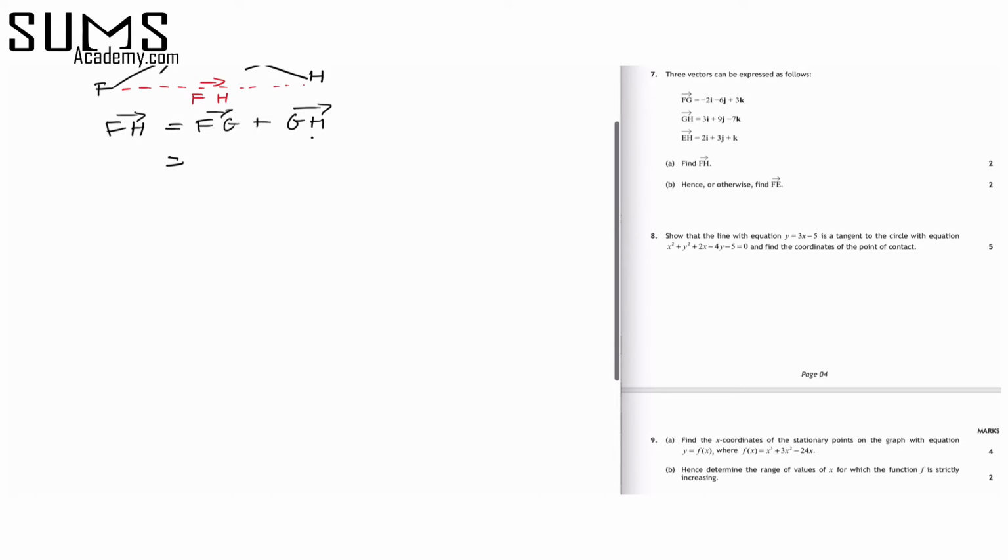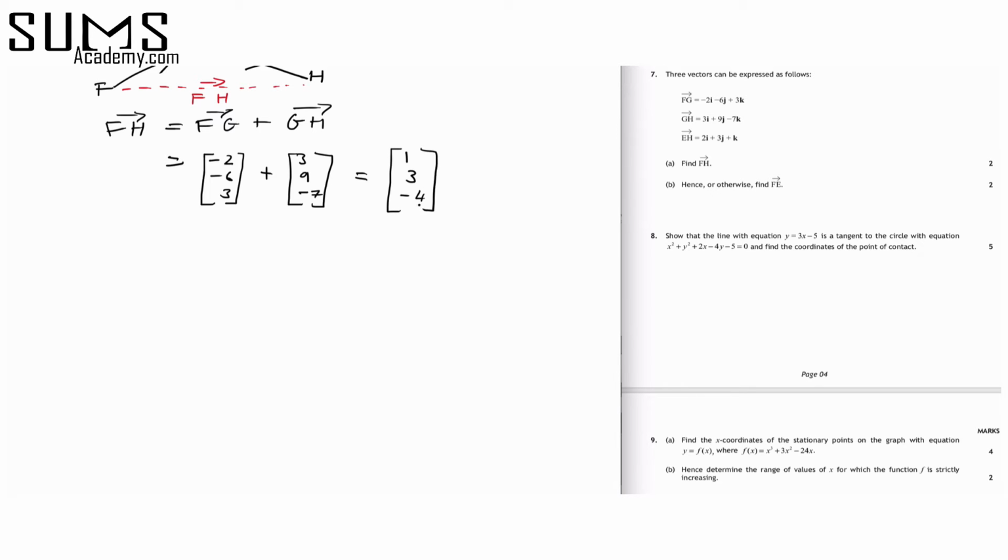Well, we're going to need to translate these into a kind of column form. That will make it a little bit easier to read. So this is going to become -2, -6, 3, plus 3, 9, and -7. And what you do is just add those together, first row to first row. So that's going to become -2 plus 3 is 1, -6 plus 9 is 3, and 3 plus -7 is -4.